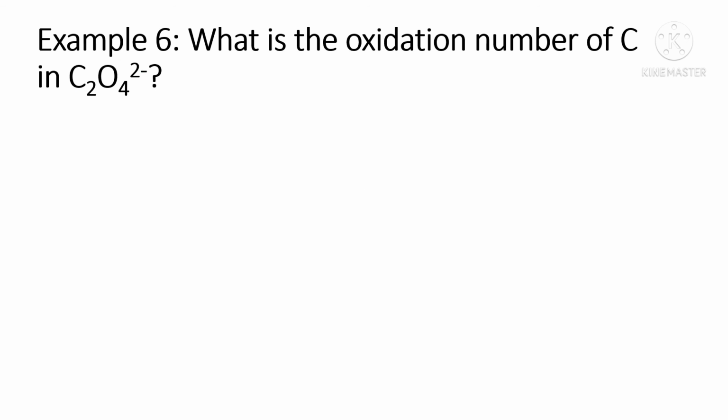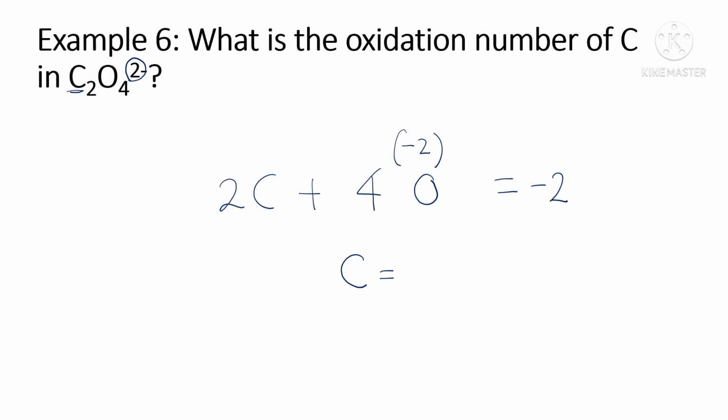The last example, what is the oxidation number of carbon in the C2O4 2- polyatomic ion? Again, the charge is 2-, so therefore the oxidation number for the polyatomic ion is equal to negative 2. And then it consists of 2 carbon and 4 oxygen. And we know that the oxidation number for oxygen is negative 2, and therefore the carbon in the C2O4 2- ion has an oxidation number of positive 3.